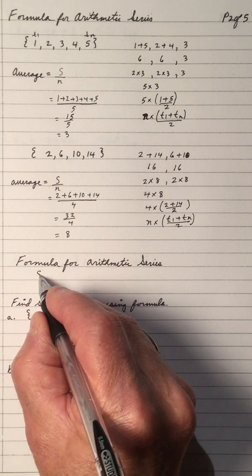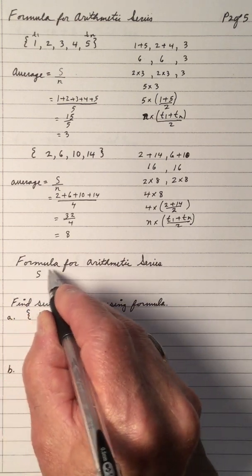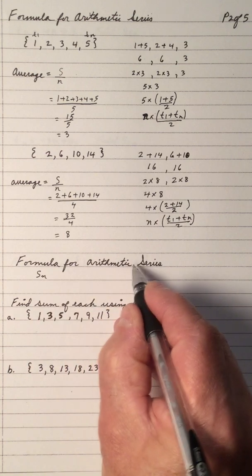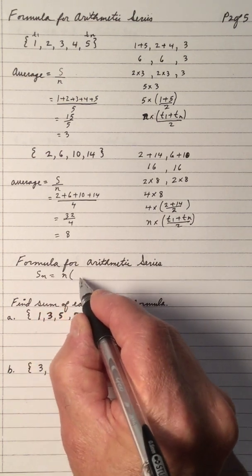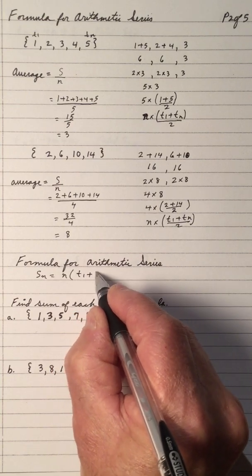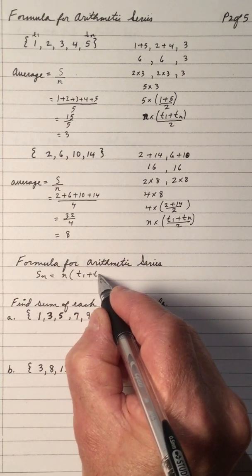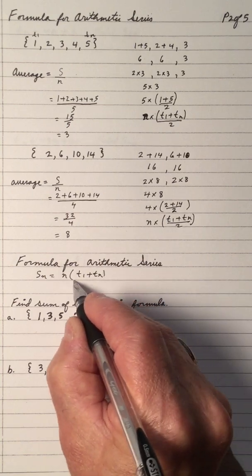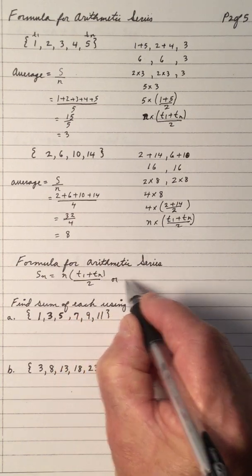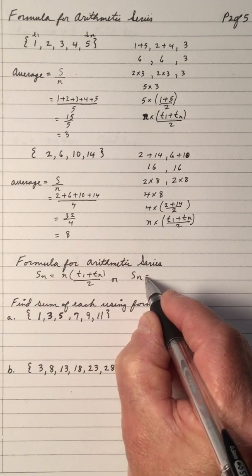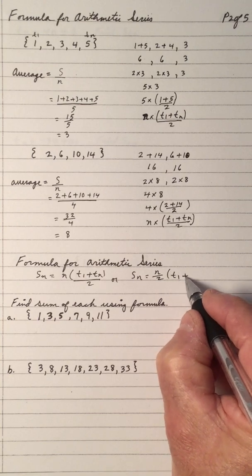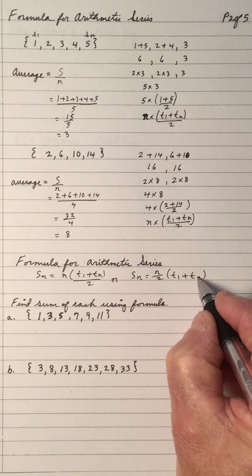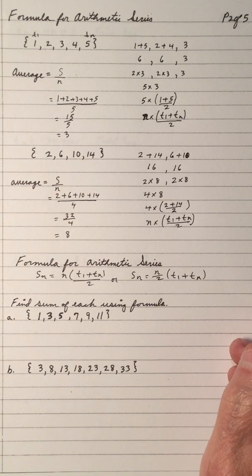So the formula for an arithmetic series, meaning add, the formula is n times T1 plus Tn divided by 2. Or sometimes I write it down as n over 2 times T1 plus Tn. And this is the formula that I memorized for the sum of an arithmetic sequence.